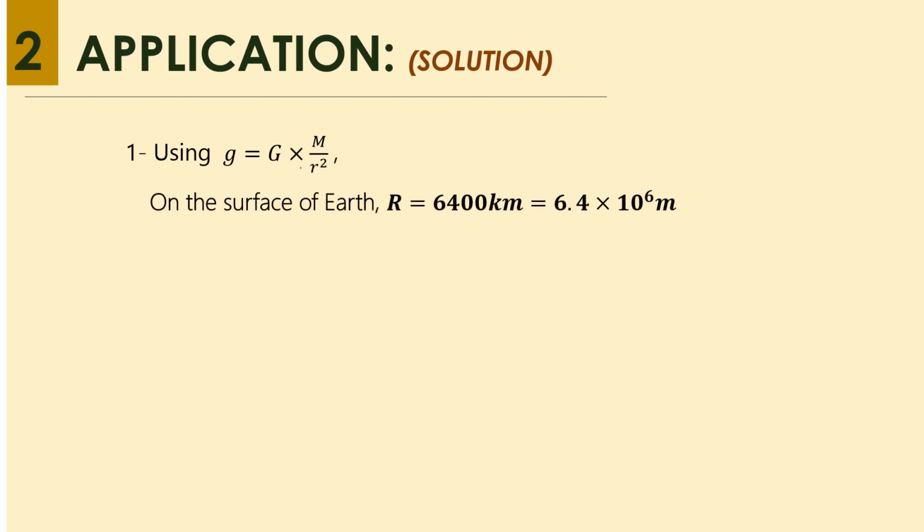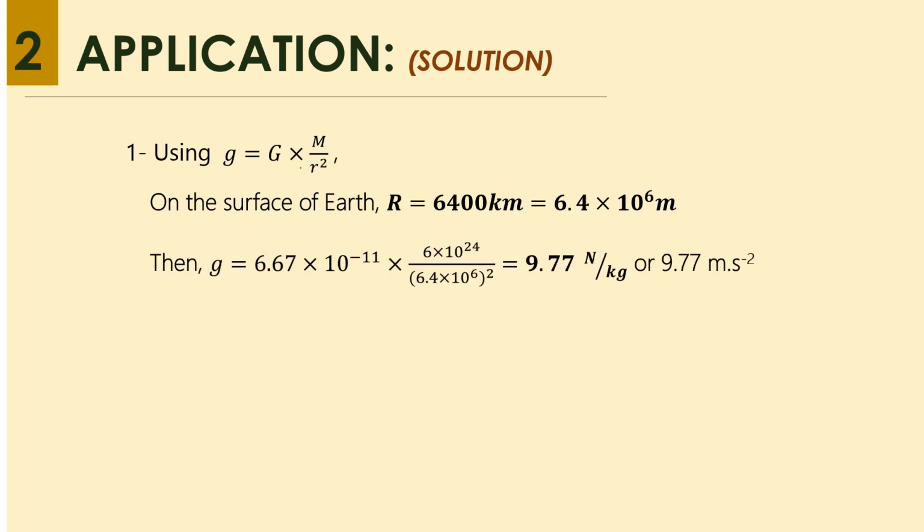Now, we go towards the radius. R is 6,400 kilometers. We convert that to meters by multiplying by 1,000. Replacing in the equation, we get 9.77 Newton per kilogram. Now, why Newton per kilogram? We'll come to that later. But the 9.77 reminds us of the value 9.8.